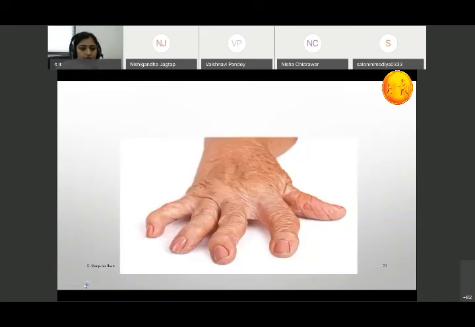Next disorder here we have, this is a picture of rheumatoid arthritis. Here you can see swan neck deformity. This you will learn in anatomy, that these knuckles are in hyperflexion stage, so you cannot extend them. So there occurs a deformity known as swan neck deformity in rheumatoid arthritis. This is one of the inflammatory disorders.